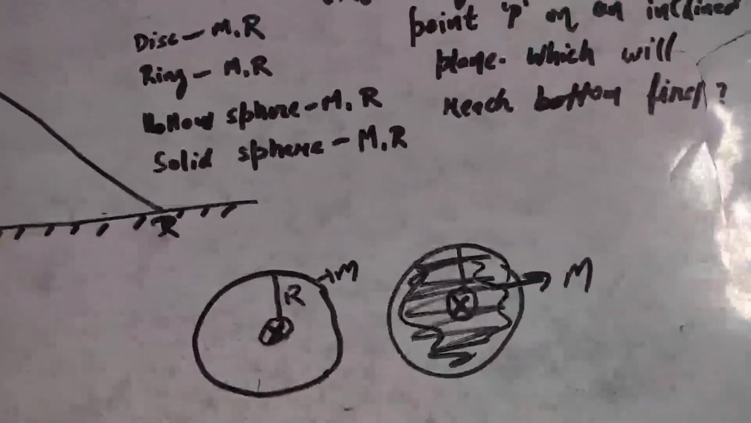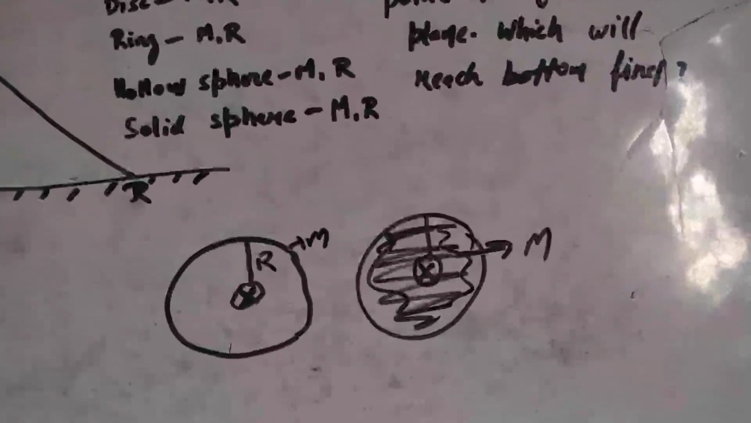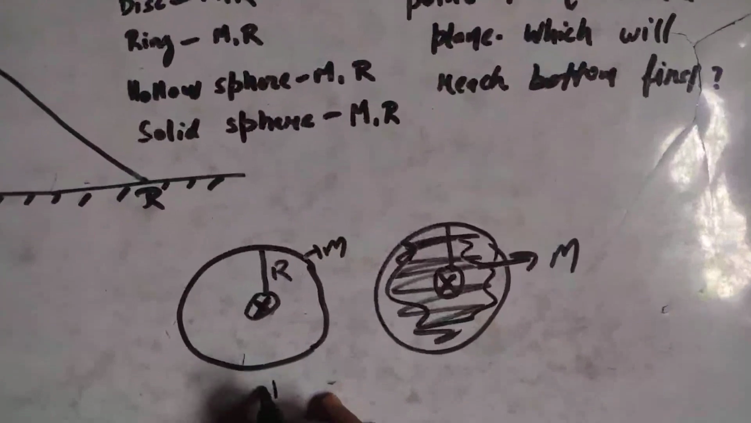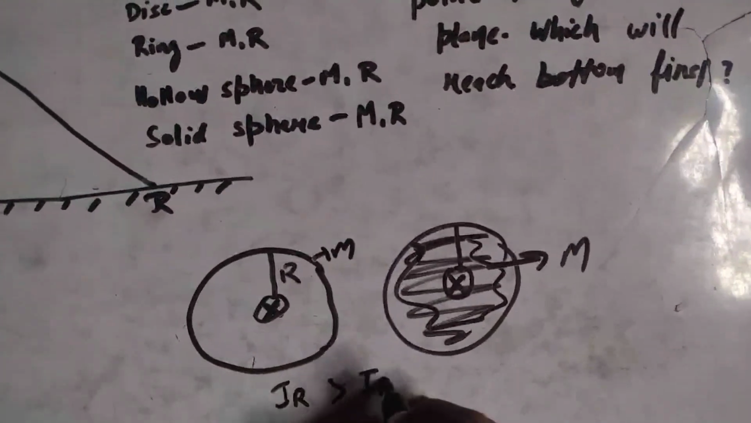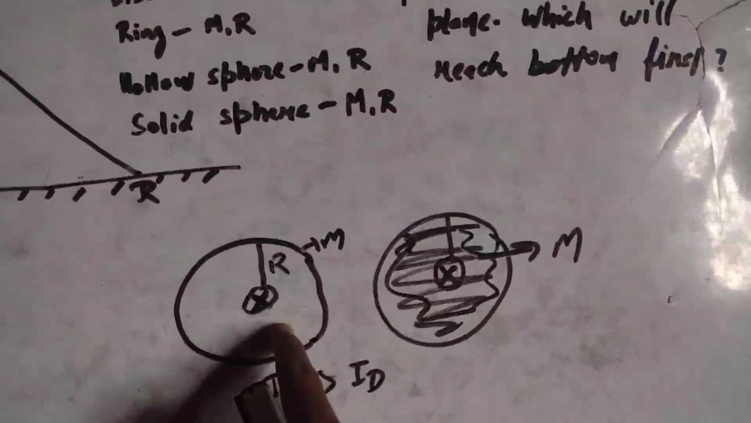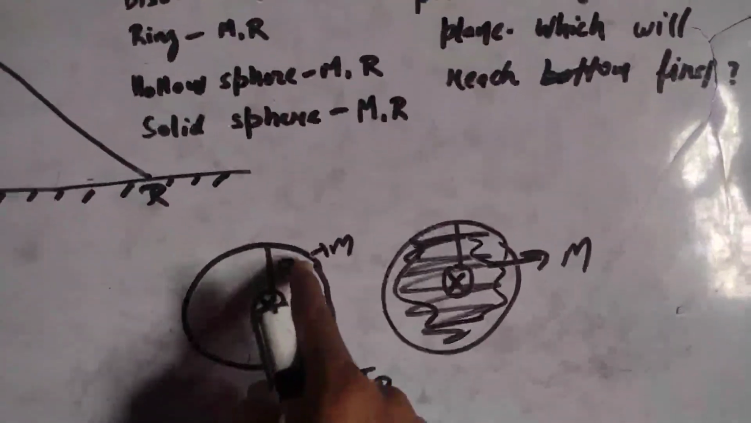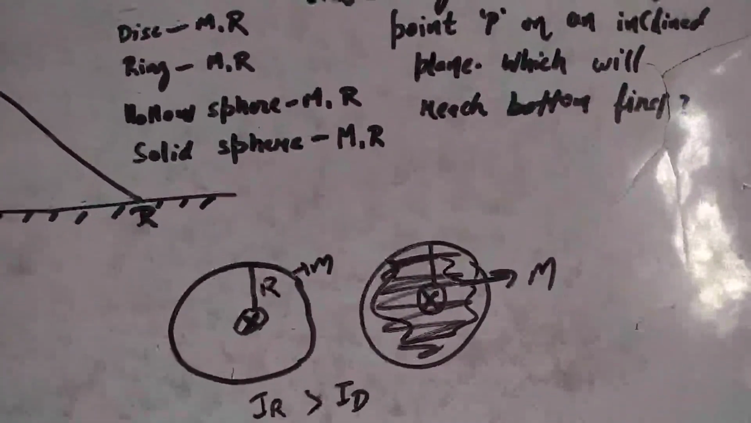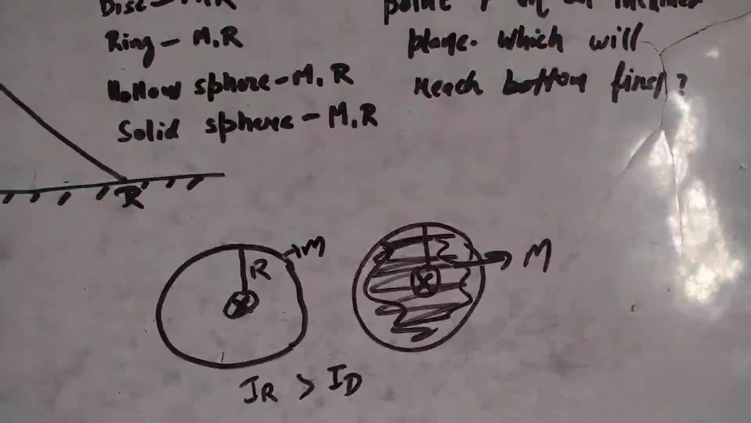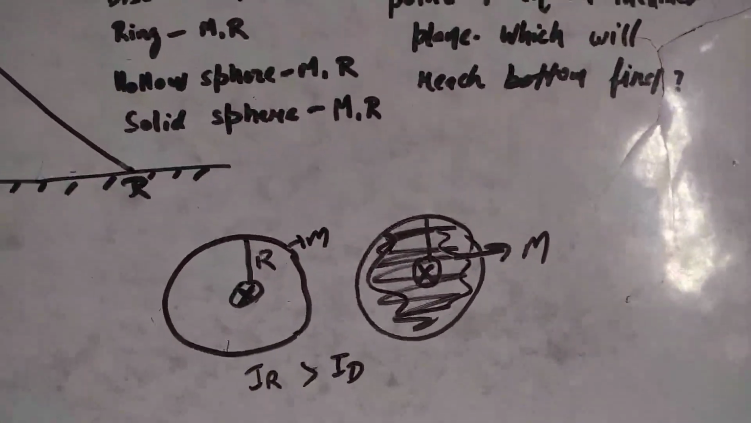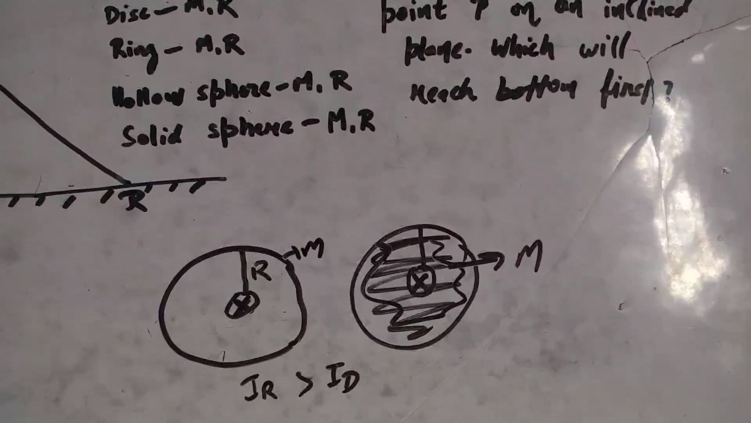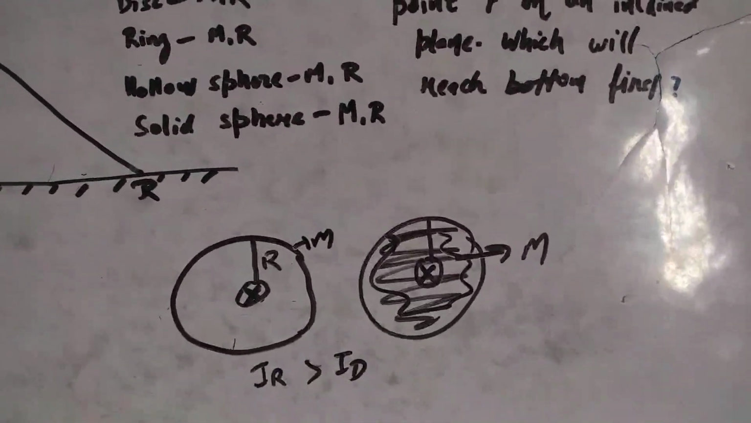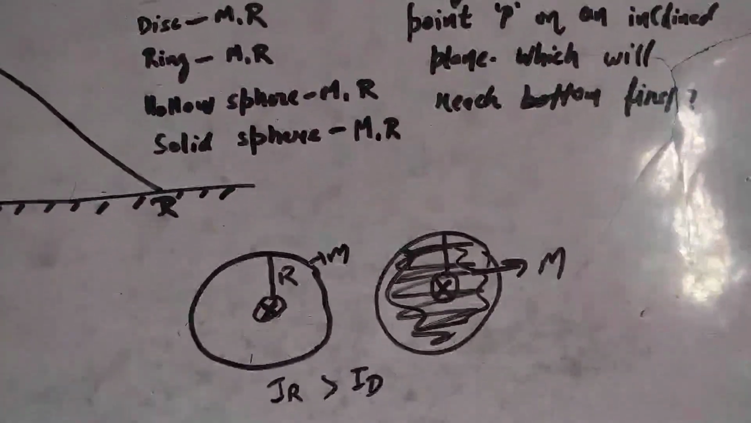So from our notion of rotational inertia, we can say that the inertia of a ring is greater than the inertia of a disk. Why? Because its mass is distributed at a certain distance from the axis of rotation, whereas in the case of a disk the entire mass is distributed throughout the body. Same goes with hollow sphere and solid sphere. We can intuitively imagine that the inertia of a solid sphere will be less than that of a hollow sphere, because in a hollow sphere the entire mass is distributed at a certain distance from the axis of rotation.